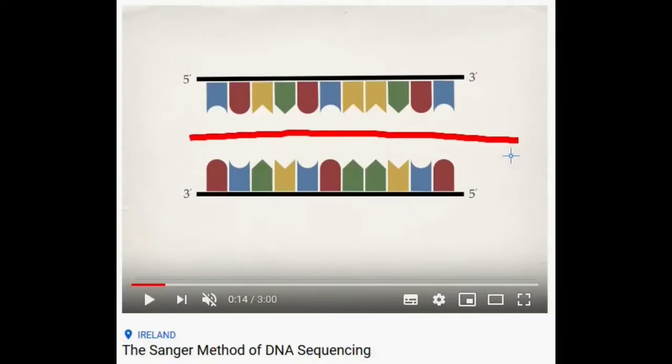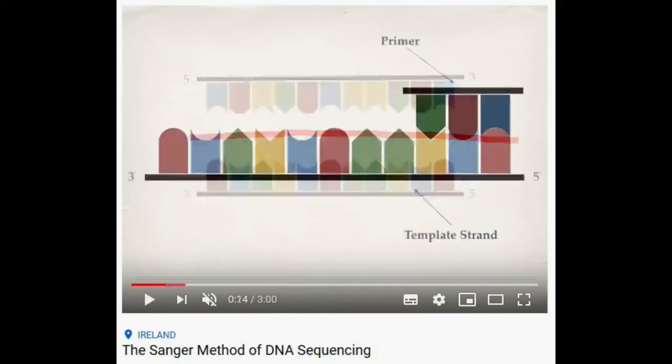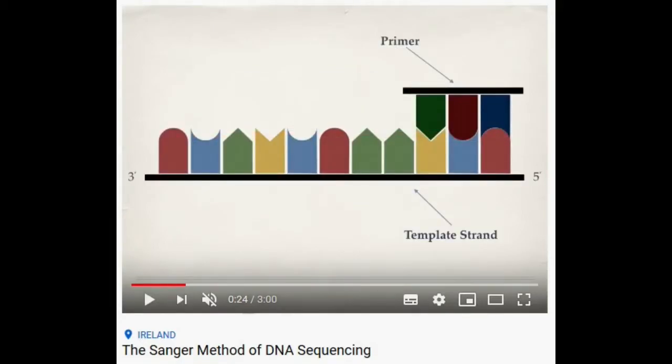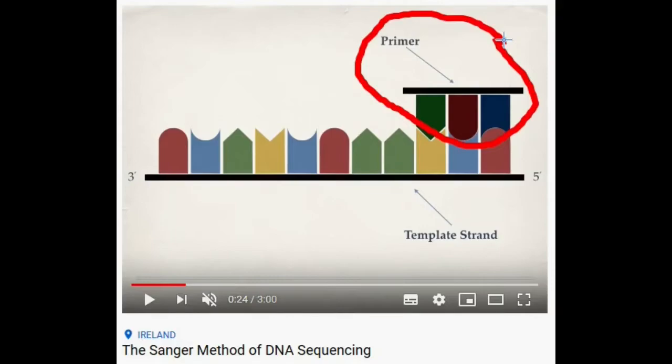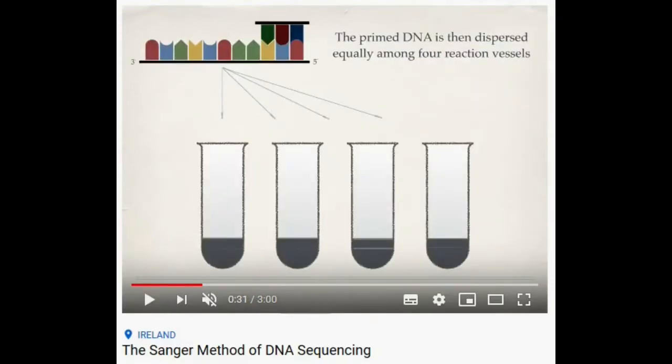We can see that the two strands have been separated, and that is thanks to heat. Next step, just like in normal replication, a primer is added so that replication can take place. Once the primers have been added, these strands with the primer will be dispersed into 4 tubes.